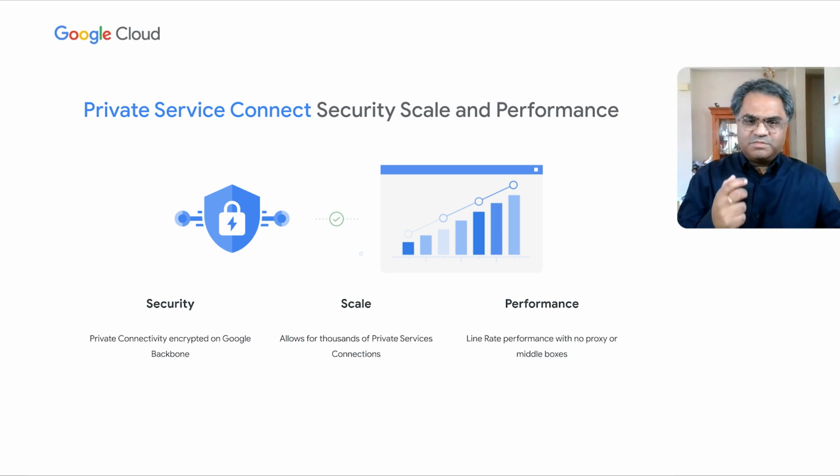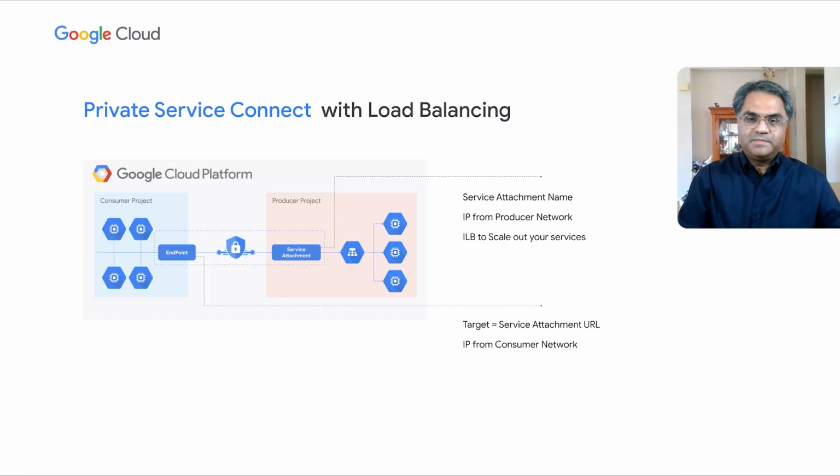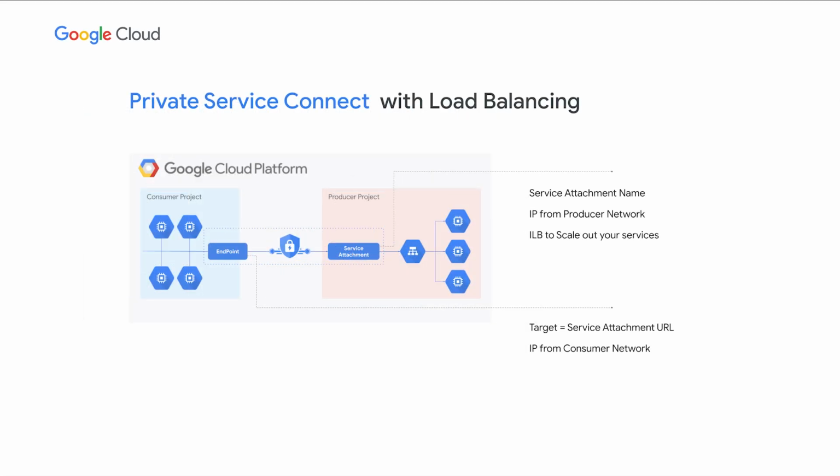Now, how does this Private Service Connect actually work? Well, you have a producer and a consumer. In the producer, you set up the service behind a load balancer and a service attachment point in the producer's address space.